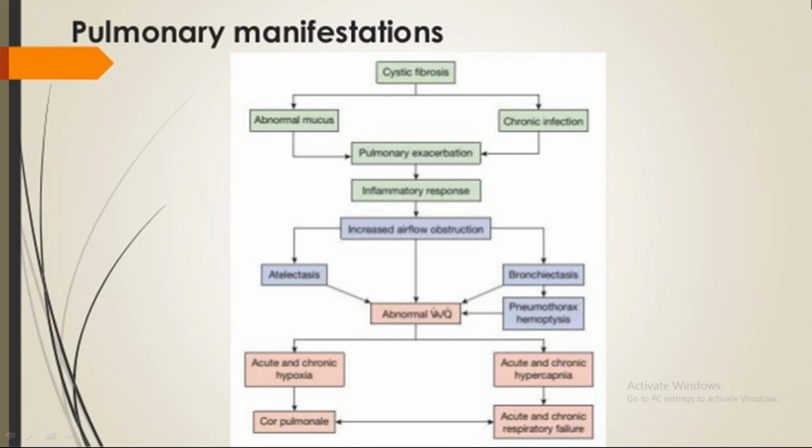As there is an abnormal ventilation perfusion mismatch, it can lead to acute and chronic hypoxia or acute or chronic hypercapnia. As there is a ventilation perfusion mismatch, the trapped CO2 is not able to escape, and there is also inappropriate oxygenation. Due to acute and chronic hypoxia, it can lead to cor pulmonale. Due to retention of CO2, it can lead to acute or chronic respiratory failure. This is the pathway mainly important for cystic fibrosis to cause lung failure.